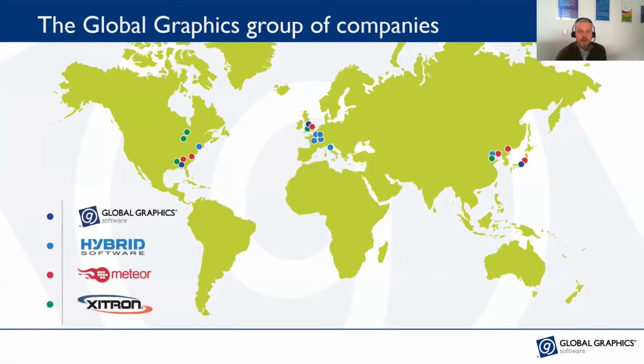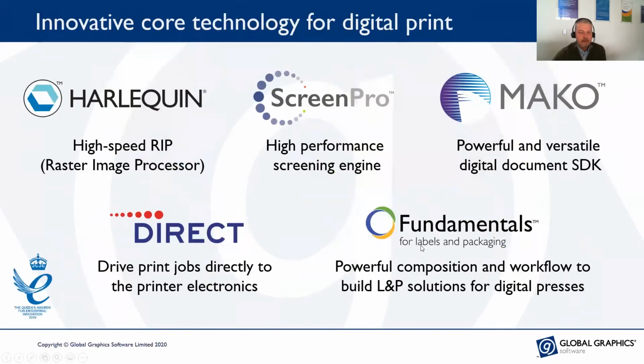Global Graphics Software is one of a group of companies, also named Global Graphics, that develop integrated software and hardware solutions for graphic and industrial inkjet printing with locations across the globe. And at Global Graphics Software, our principal products are these. Today, obviously, we're focusing on Mako. If you want to learn more about any of these, then please visit our website or get in contact with us.